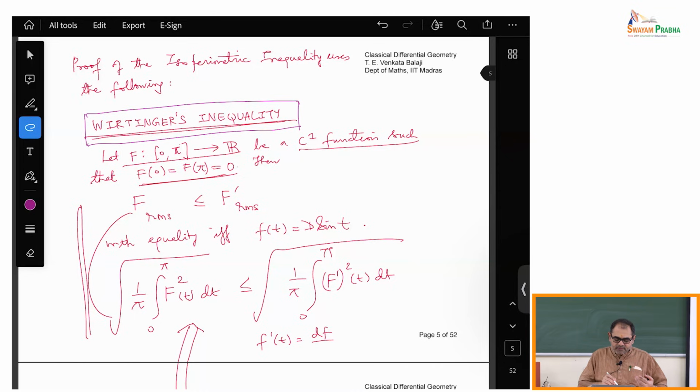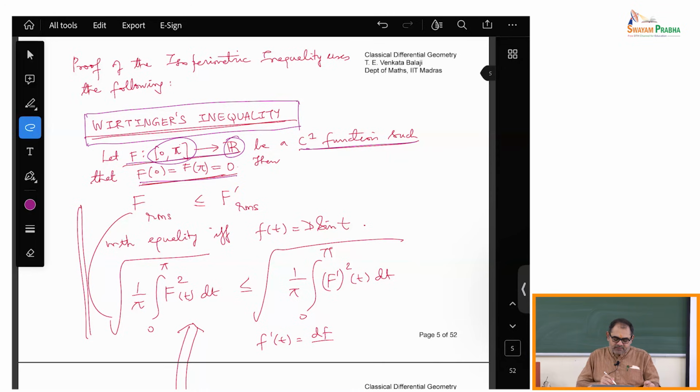So you start with a function capital F, which is defined on the closed interval 0 to pi on the real line, and taking real values, and assume that it is C1, that is, it's first continuously differentiable. Okay, and assume that it is 0 at the endpoints.